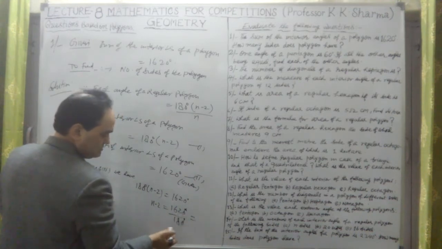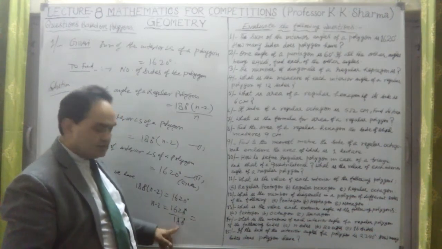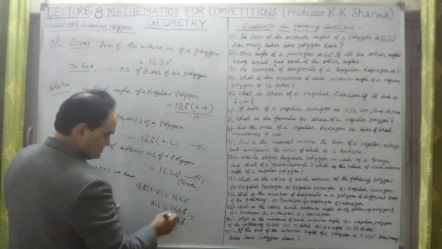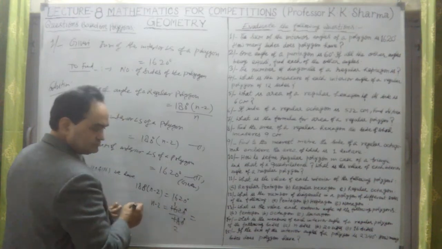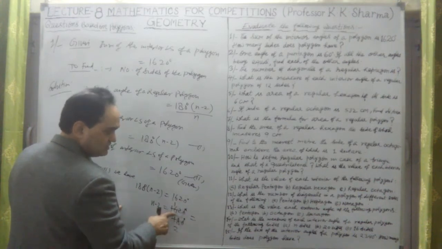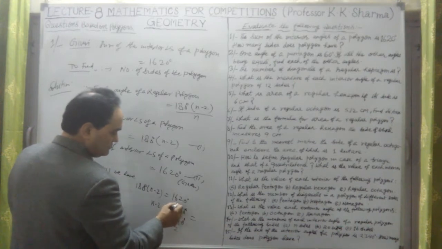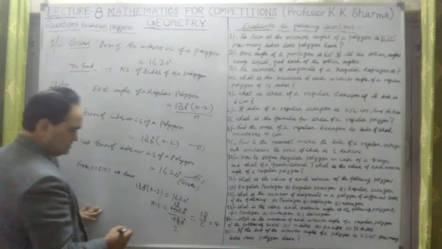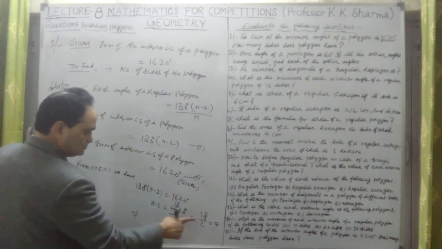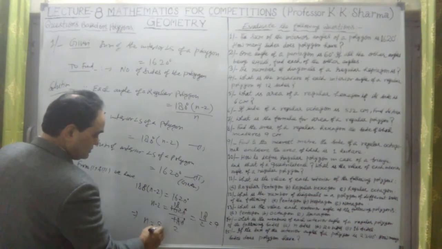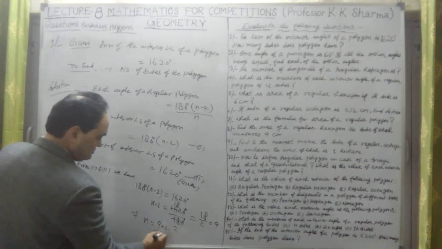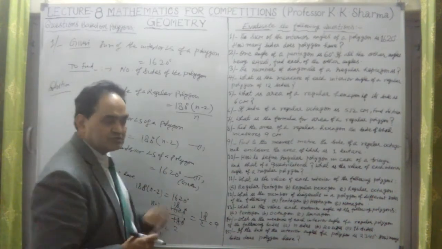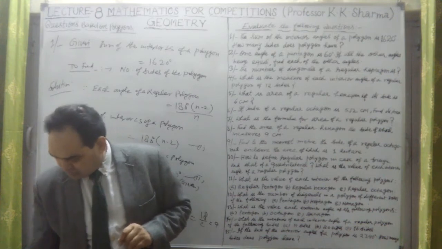Then let me divide it by 9. 9 twos are 18, and 9 ones are 9. Remaining 16 minus 9 is 7, 72. 9 eights are 72. So 18 upon 2, that means 9. This implies that n minus 2 is equal to 9, or n is equal to 9 plus 2, which is 11. Therefore n is equal to 11. It means the sides of this polygon are 11. It is an 11-sided figure.